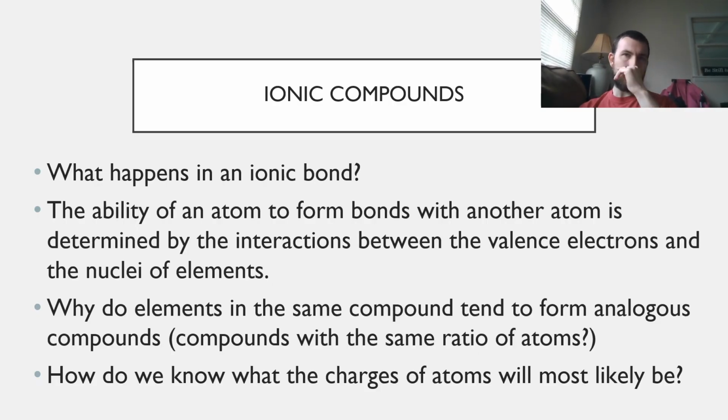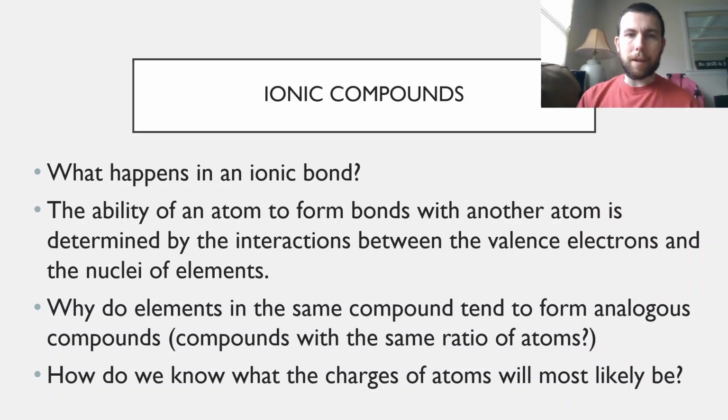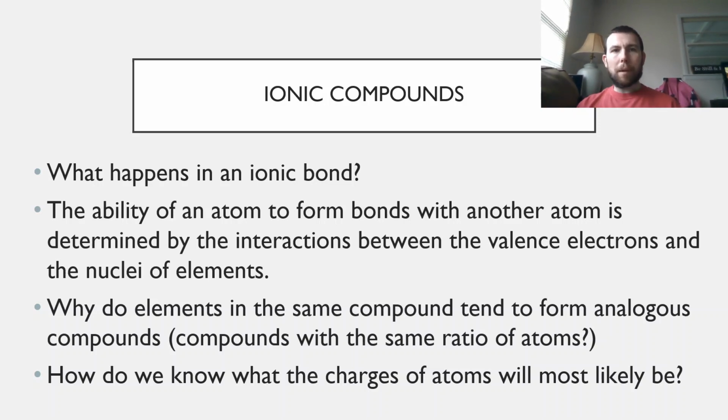So, ionic compounds. First thing we want to think about, what happens in an ionic bond? Now, as you think about that question, hopefully your mind goes back to the fact that electrons are going to be transferred from the metal, or the substance that's going to become a cation, to the anion, the substance that's going to be gaining electrons here. So there is a transfer of electrons between two substances, typically from your metal to your nonmetal, but most definitely from your cation to your anion.